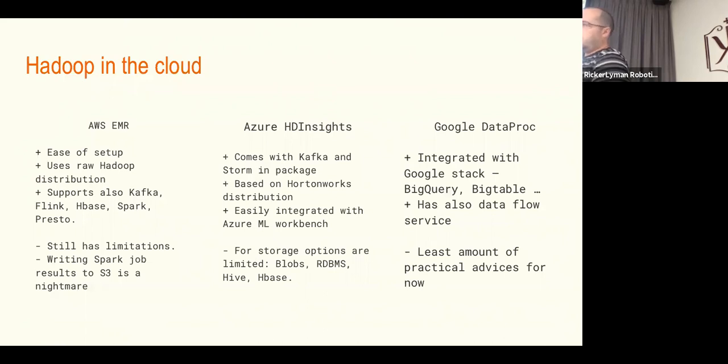outdated dependencies persist. EMR, for example, still doesn't have something with Spark, I just recently noticed. But you can also deploy on an EMR cluster Kafka, Flink, HBase, Spark, and Presto. And that's it. Nothing else. Limited. You will see later there is a huge list of databases and storages. You can just pick the best fitting for you. But you can deploy in the EMR.